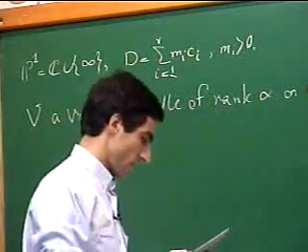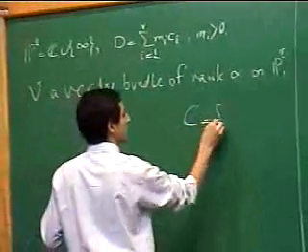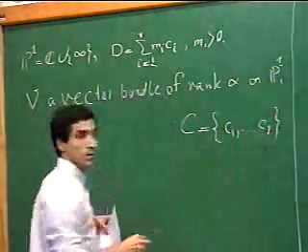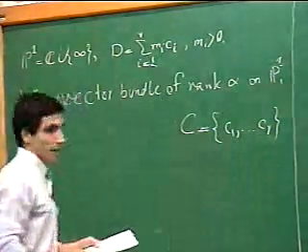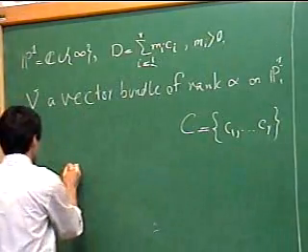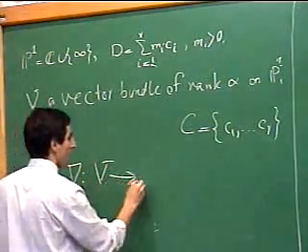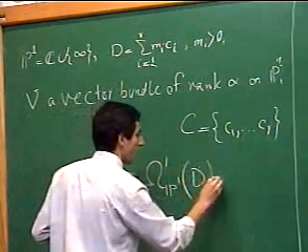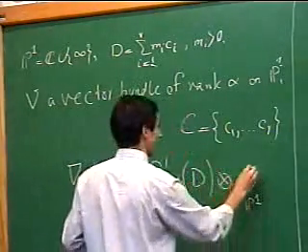So let us fix the notation. I will denote C1 until CR by the set C. And the last object which we are going to deal with is this object, which I will explain: the sheaf of holomorphic sections of V tensored over O_P1 with the forms.